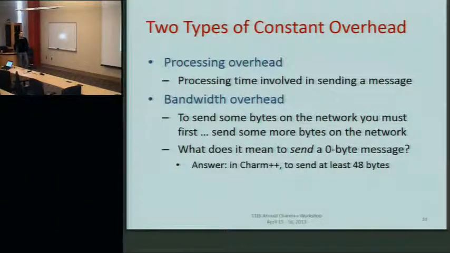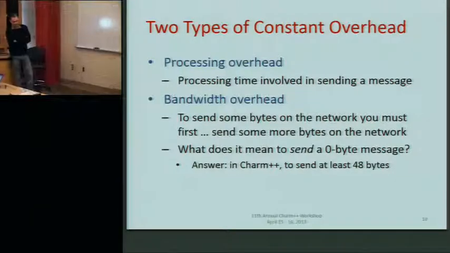So we can talk about two sources of constant overhead. What I just described was mostly processing overhead, such as scheduling the message when it arrives at the destination. But there's also a bandwidth component to this. Because as it turns out, and I don't think this will come as a surprise to most of you, when you want to send some bytes over the network, you have to send more bytes over the network with what you're sending.